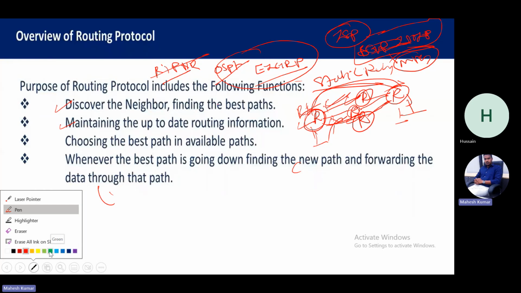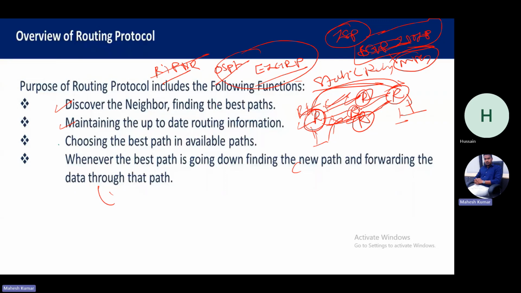We'll discuss one by one, after that, choosing the best path among the available paths. So there are three paths, right? Path one, second, and third to reach here. This router will keep the best path in its routing table. Whatever routing protocol we are using, based on its metric and the type of protocol, it will calculate the best path and keep it in its routing table.